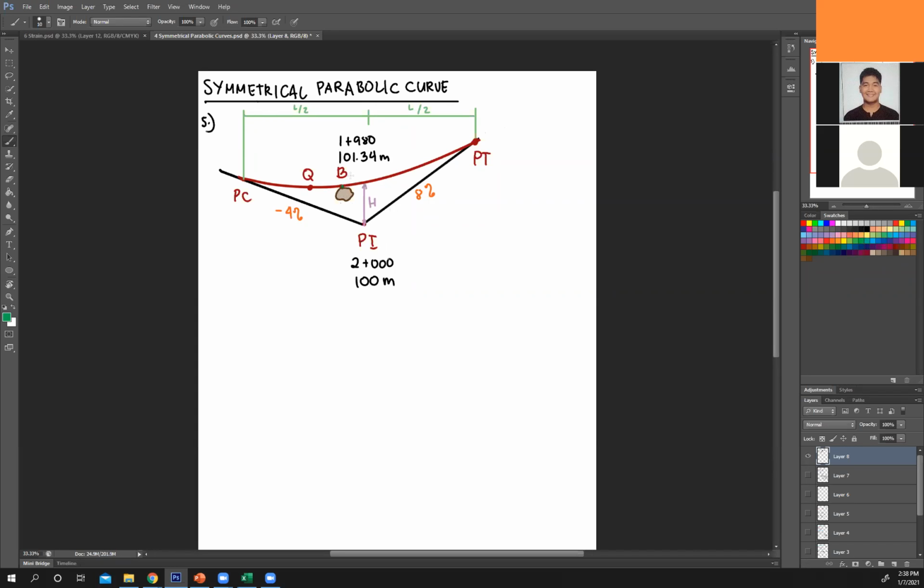Okay. So from point B to a point on your tangent line. Okay? So that's your YB. Okay, let's call that YB. Okay? So this length is YB.